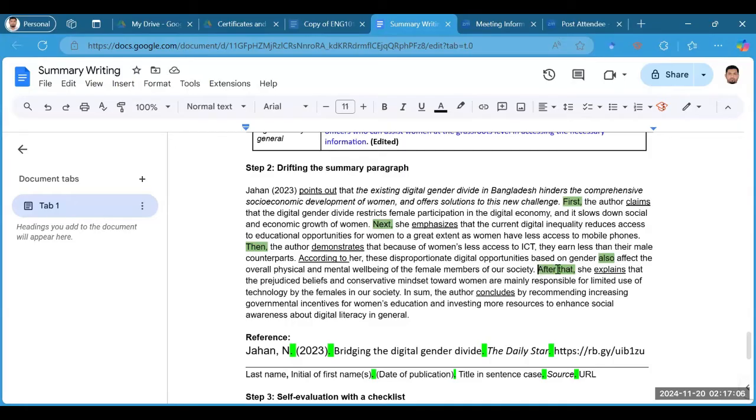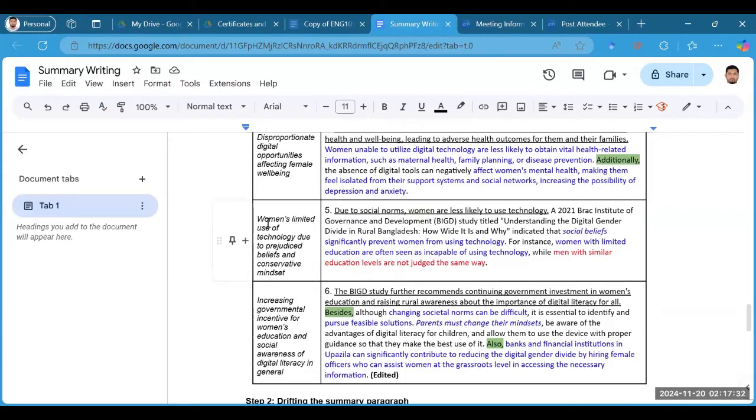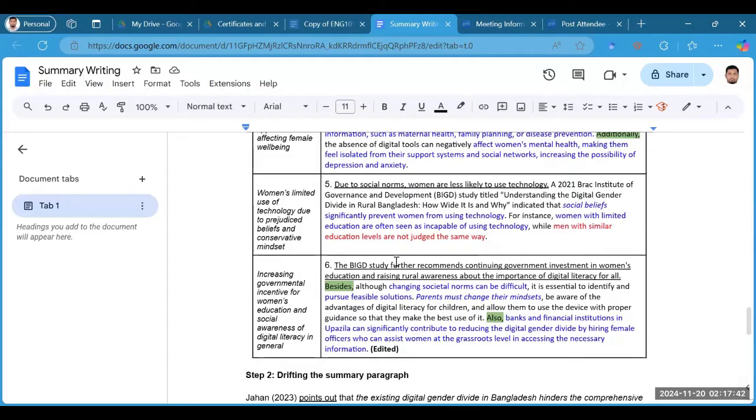And for the next paragraph's main idea, I have again used another transition here: after that. The author explains that the prejudice belief, which is actually the social mindset, okay, and conservative mindset towards women, is mainly responsible for limited use of technology by the females in our society. It is actually representative of the next paragraph. So, women's limited use of technology is due to prejudice beliefs and conservative mindset of the society. Okay, so this has been written here.